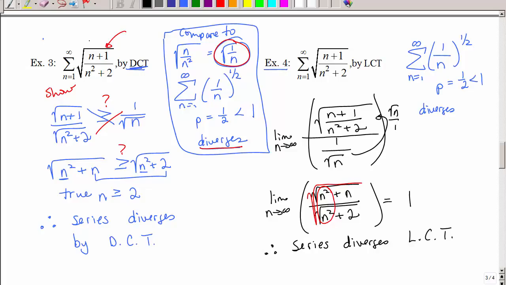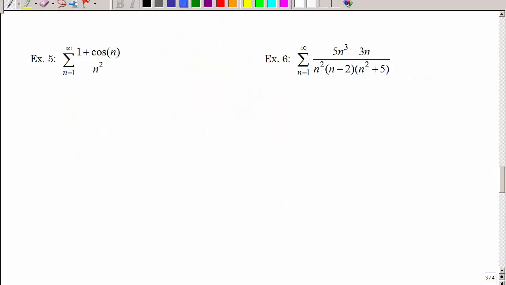Okay, so this is side by side how the direct comparison test and the limit comparison test differ. Not by much. You still have to take a known series and compare them. Just to tell you, most of the time the limit comparison test is a little bit easier. Alright, let's look at number 5. 1 plus the cosine of n. Now we've had n pi before, but not just the cosine of n. Well, if I got rid of that cosine of n, wouldn't I just have 1 over n squared?